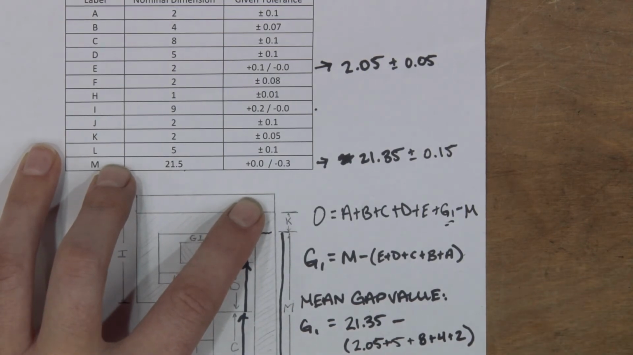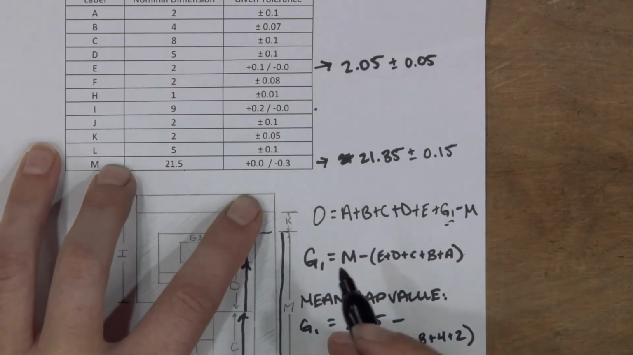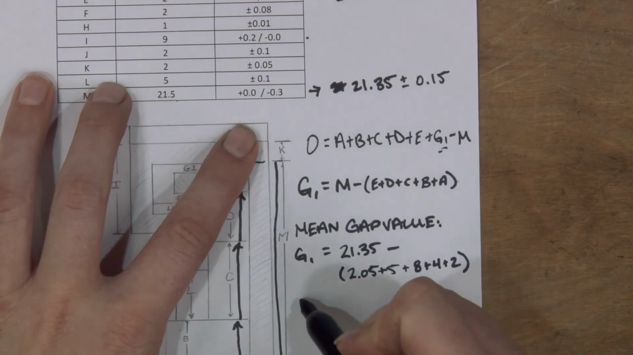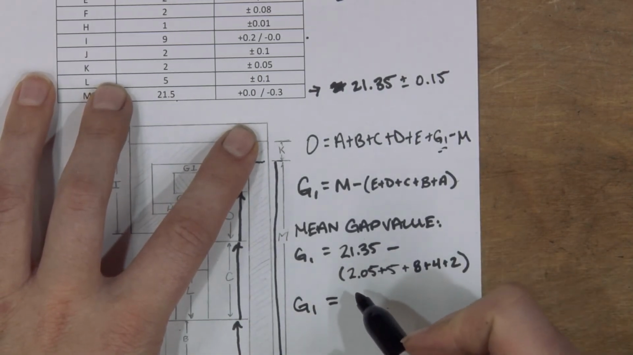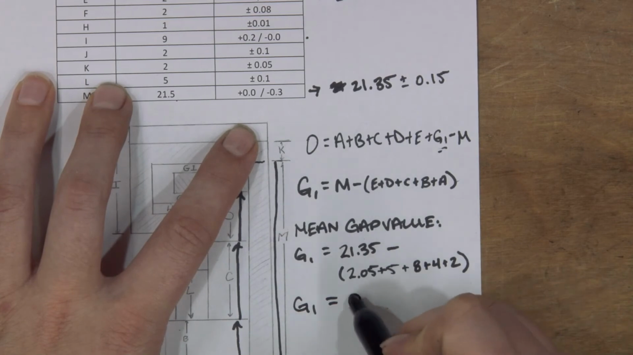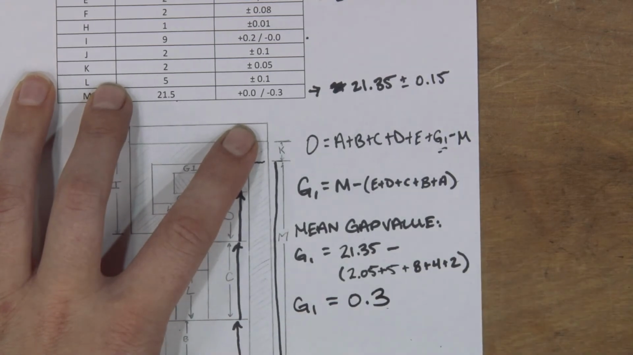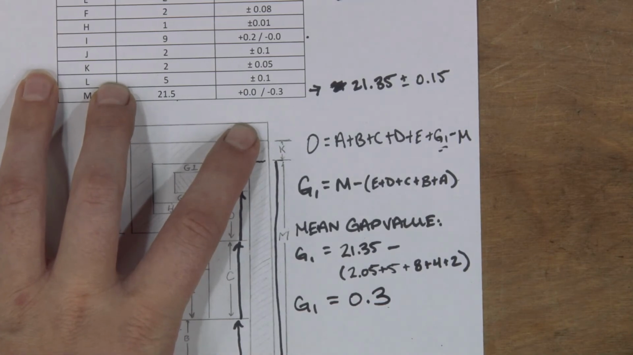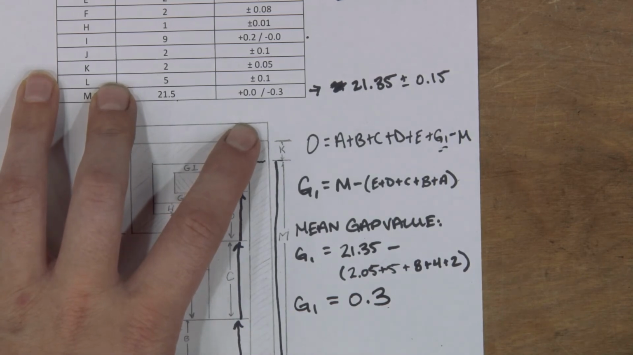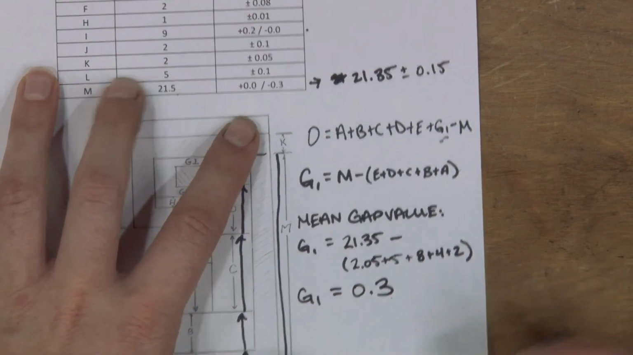And if I add all those things up, I should get a mean gap value of 0.3. Okay, so that's if everything worked perfectly. That would be my gap. Okay, but we know things don't work so perfectly usually. So we need to calculate the tolerance.